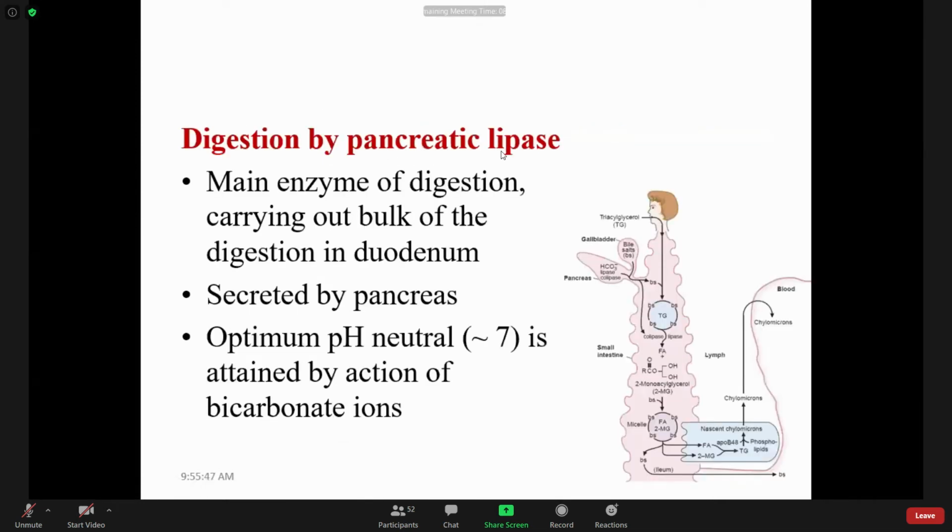Digestion by pancreatic lipase. Pancreatic lipase is the main enzyme of digestion of triacylglycerol in the body. The major part of the digestion of triacylglycerol takes place in the duodenum by pancreatic lipase, which is secreted by the pancreas. For its activity it requires an optimum pH that is neutral, around 7, and this pH environment is provided by bicarbonate ion, which is present in the pancreatic juice and also secreted by the pancreas.